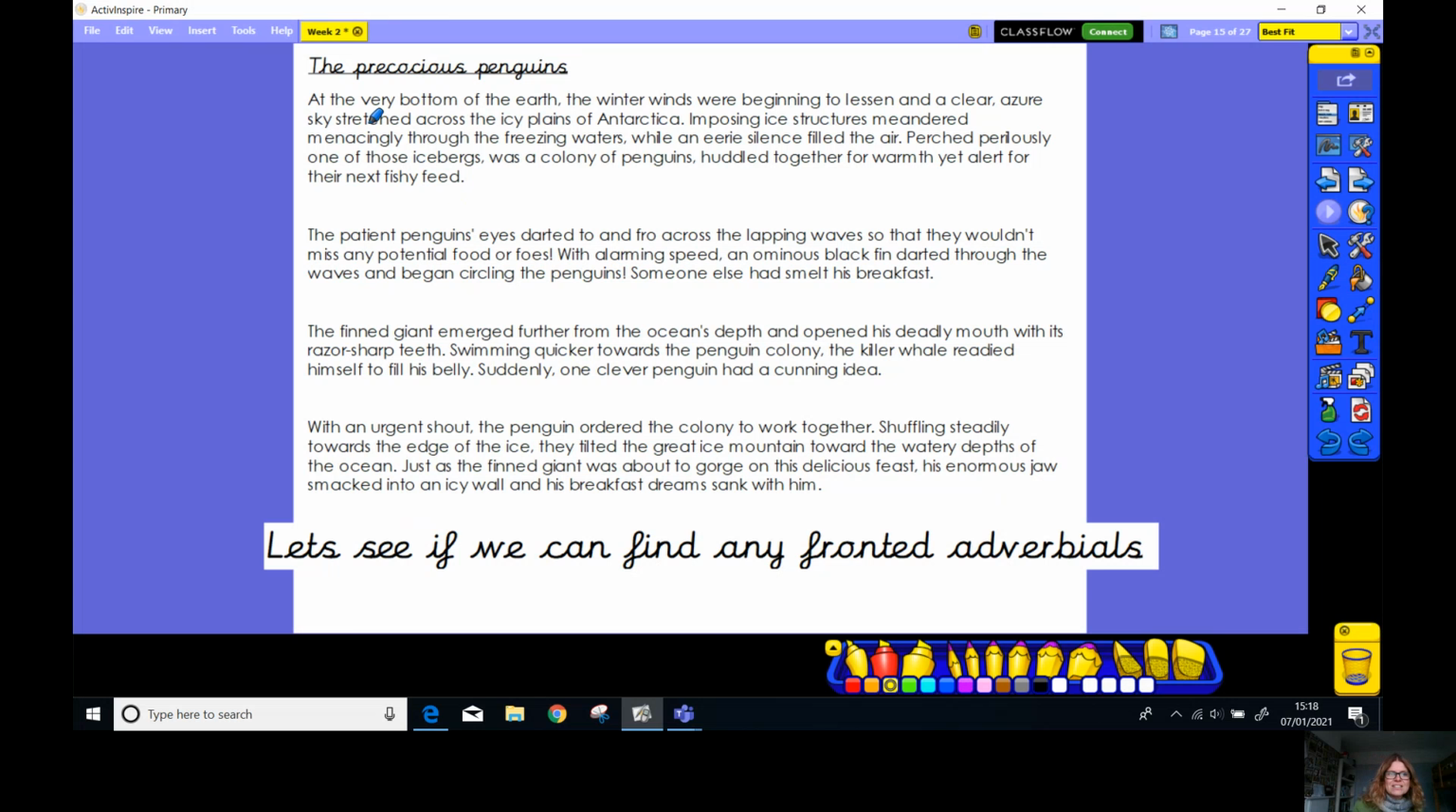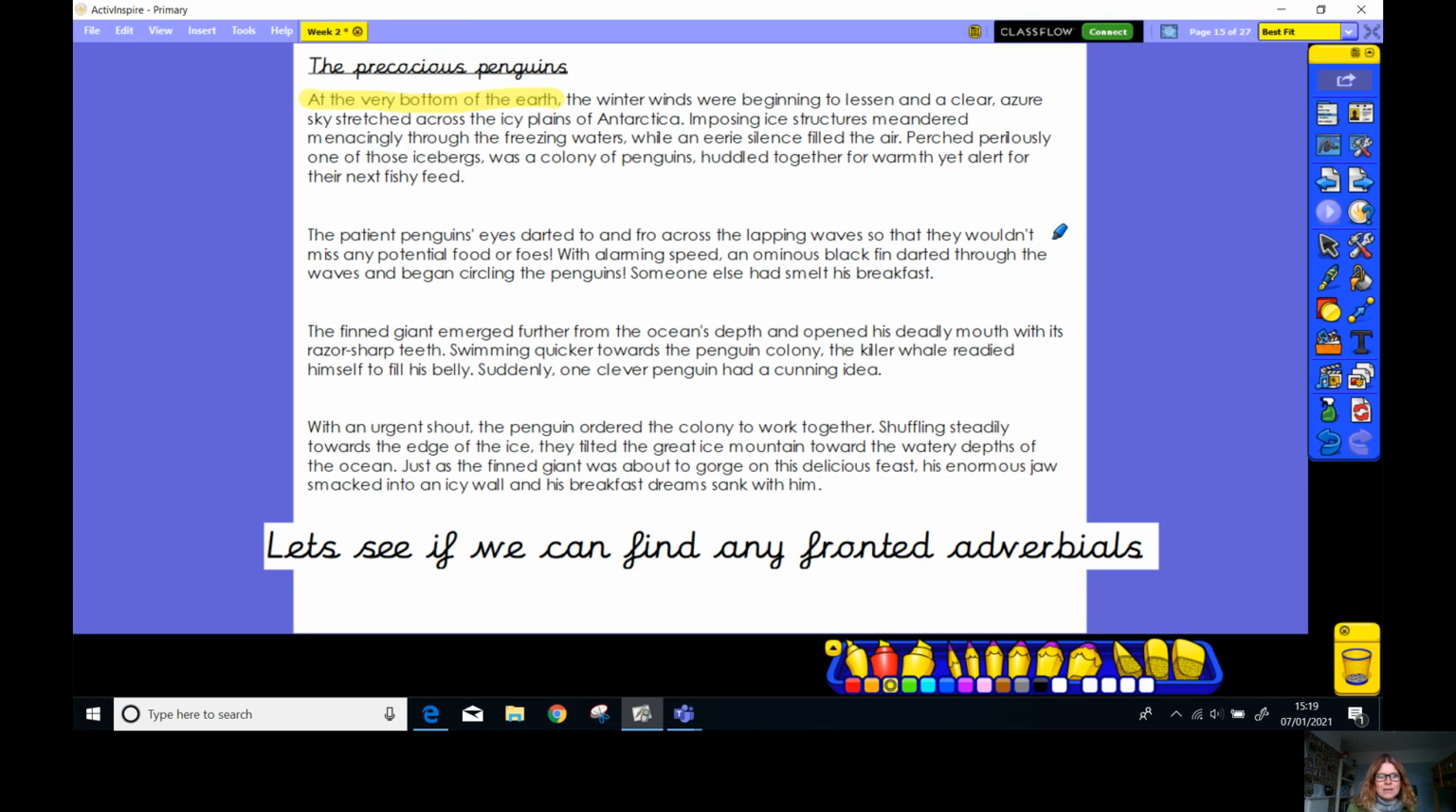Okay, so at the very bottom of the earth is our very first fronted adverbial because it tells us the place where the story is starting. Okay, so pause the video now and see if you can find any more. Well done. Okay, let's go through and see if we can find any more, shall we? At the bottom of the earth was the first one.